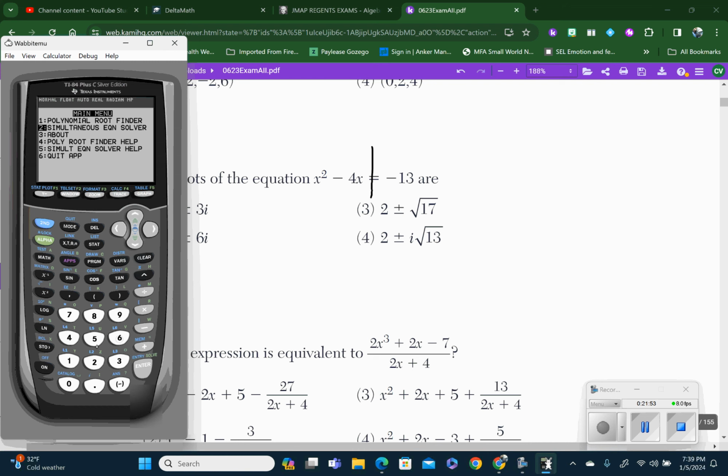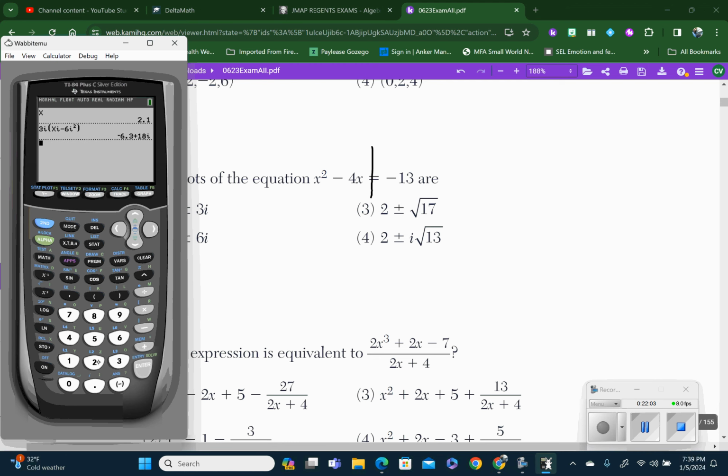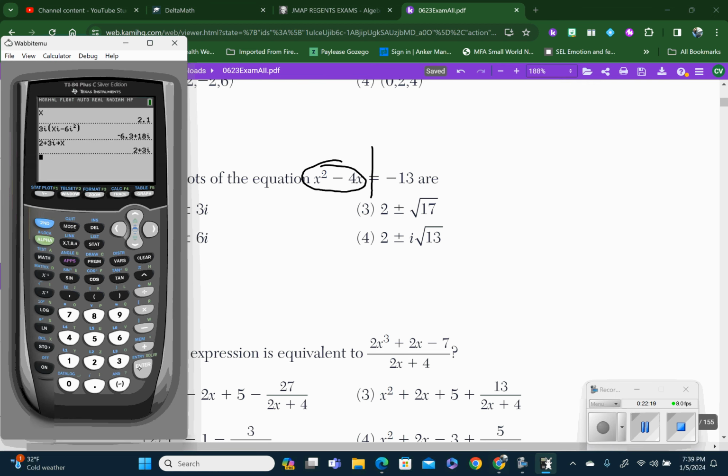Let me quit out of this. So press number 6. I'm going to give you an example of what I mean. So for the first one, 2 plus 3i. I'm going to go to my calculator: 2 plus 3i, second dot. I'm going to hit store, and I'm storing this in for x. Hit enter. Now I'm going to plug in x squared minus 4x, and if I get negative 13, that's my answer. So x squared minus 4x. Hit enter. Okay, I get negative 13, so it looks like that is my answer.